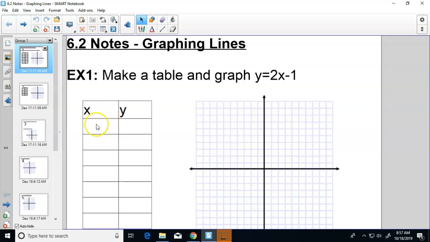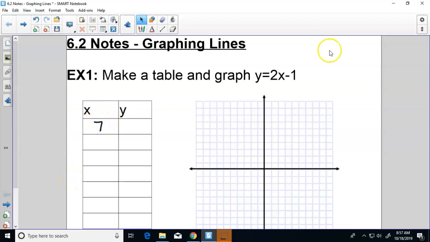7. All right, so if I plug in 7, I would do 2 times 7 minus 1, which would be 14 minus 1, which would give me 13. So I would have the point 7, 13. Goes off the graph a little bit up here. So let's pick numbers smaller than 7 after that, okay? Adam, give me another number, something smaller than 7.